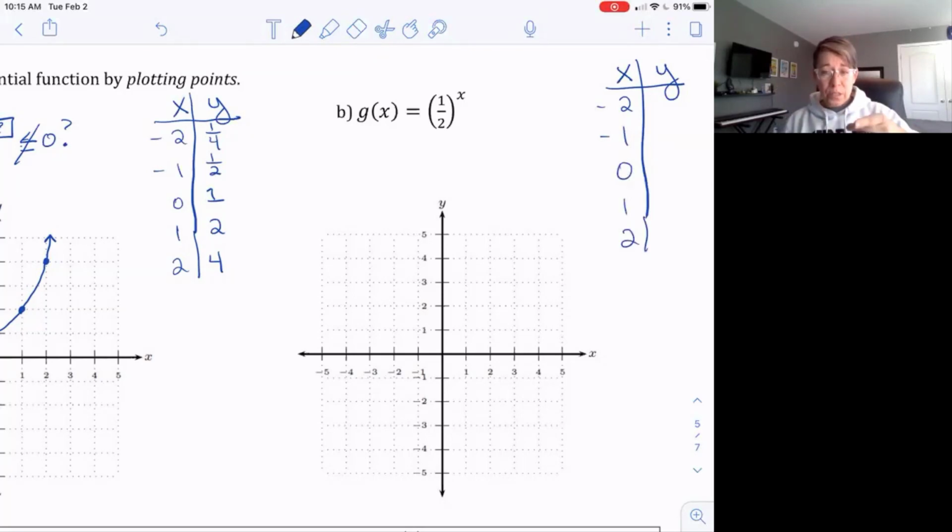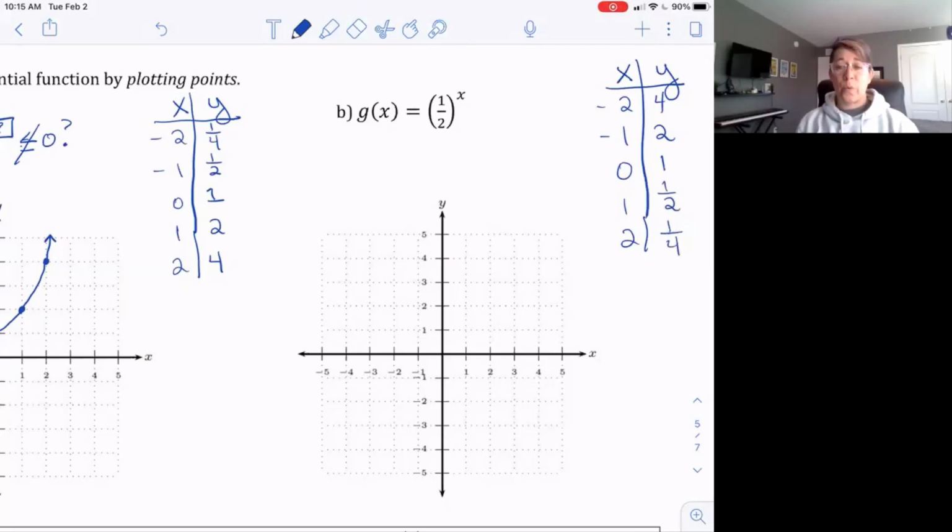Again, the negatives mean reciprocal. So if we take the reciprocal of 1/2 and square it, we would get 4. 1/2 to the -1 is 2. 1/2 to the 0 is 1. 1/2 to the 1 is 1/2. And 1/2 squared is 1/4.